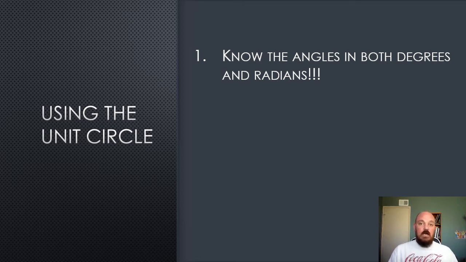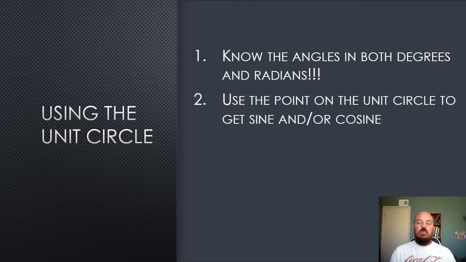Number one, you've got to know the angles. If I ask a question about a certain angle in either degrees or radians, and you don't know exactly where on the unit circle that angle is, you're not going to be able to answer the question. Number two, once you know where the angle is, you have to know what point it corresponds to on the unit circle. And again, if you're having trouble with that, watch the part two video again. We talk a lot about that.